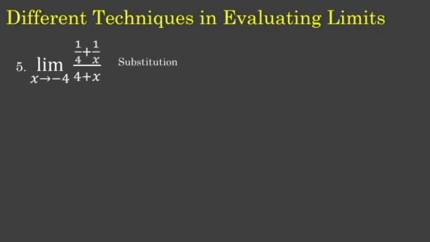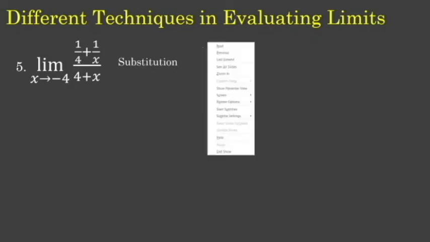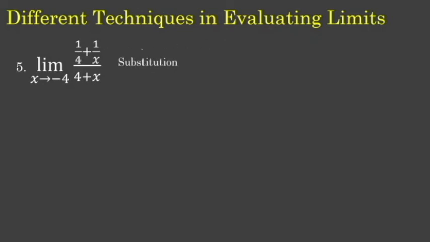Okay, another example, in number 5, the limit of 1/4 plus 1 over x all over 4 plus x as x approaches to negative 4. Okay, so try natin i-substitute para malaman natin kung nag-exist siya. So focus lang tayo dito sa complex fraction natin. So, we have 1/4 plus 1 over negative 4 all over 4 plus negative 4. It will give us 0 over 0 which is undefined.